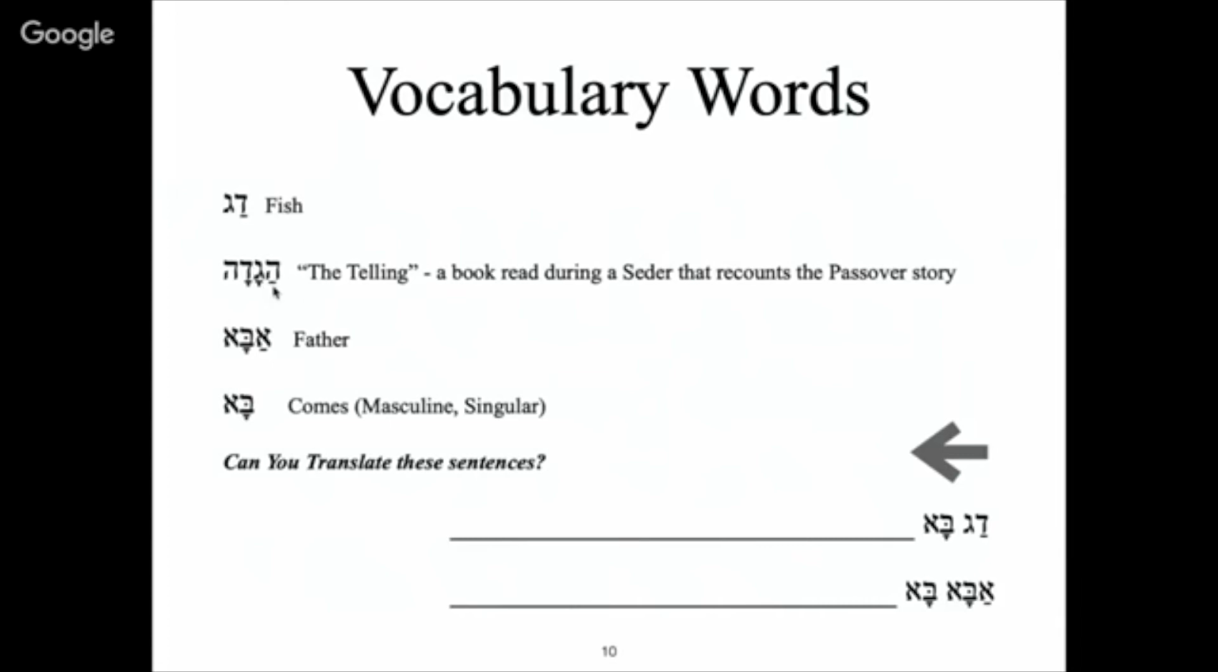Could somebody say this word here? Haggadah. Haggadah. Right. So when we get that book on Pesach, it says it right there. The book read during Seder that recounts the Passover is the Haggadah. Abba, we already had Abba, right? And this one comes, which is Ba, right?